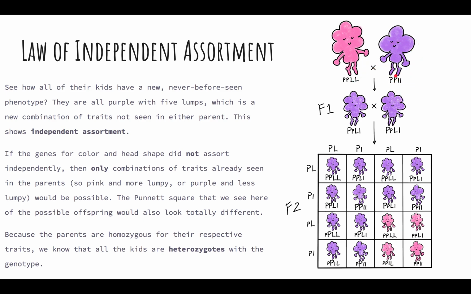Then there's purple versus pink. So this one has, these are little p's. I think it's hard to tell. And these are big P's. Pink, purple. If the genes for color and head shape did not assort independently, then only combinations of traits already seen in the parents, so basically pink and lumpy or purple and less lumpy, would be possible.